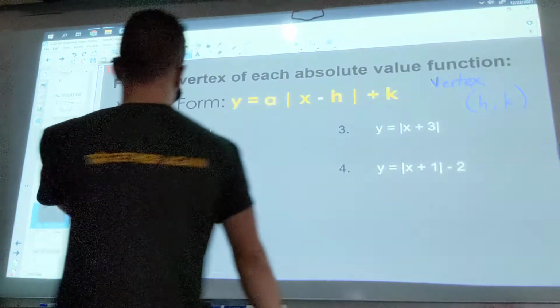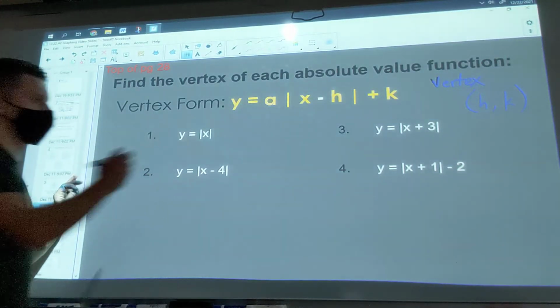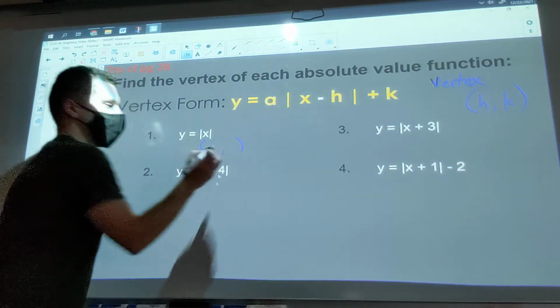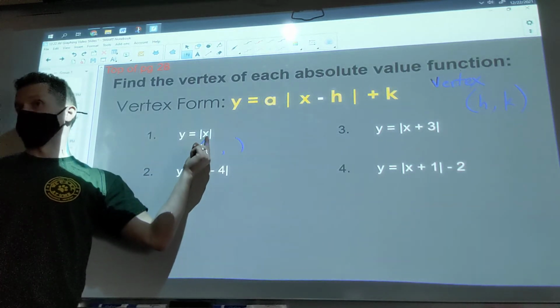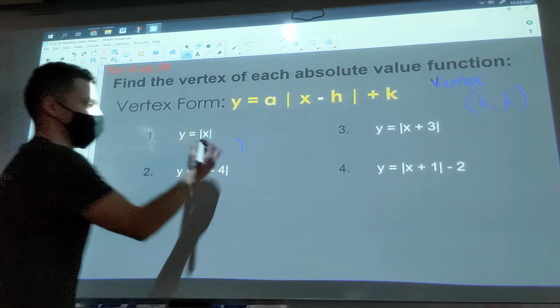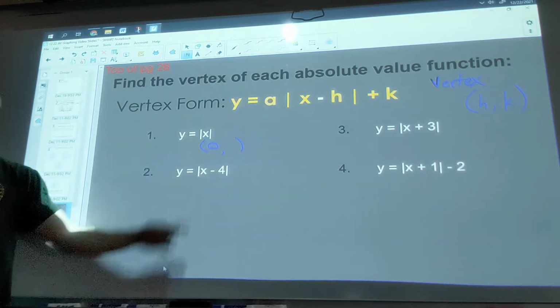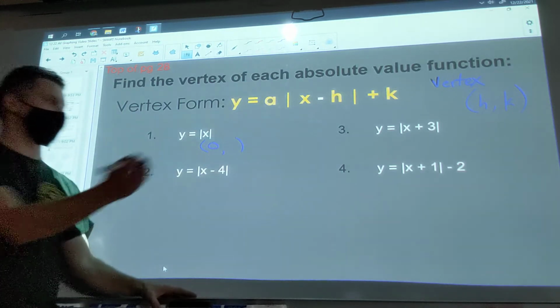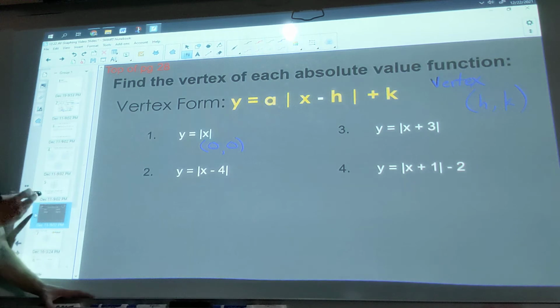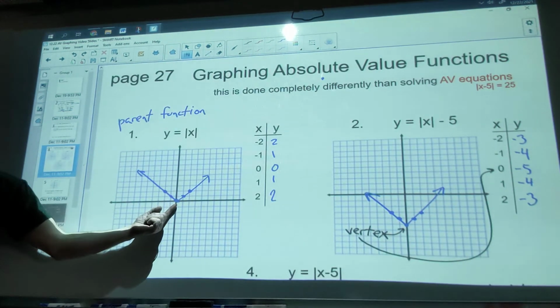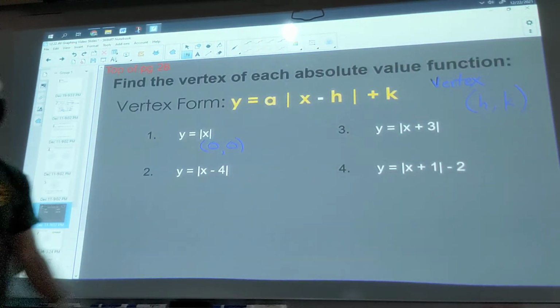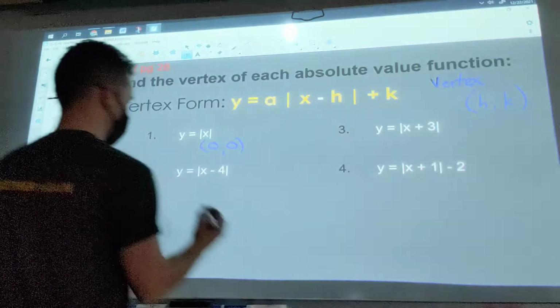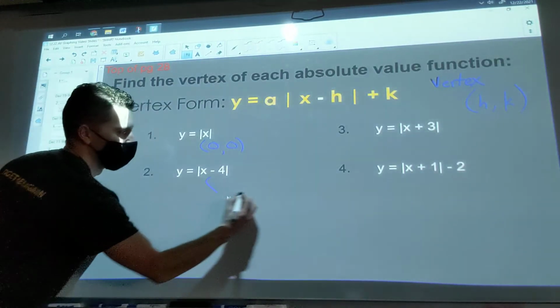Here's the first one, the parent function. What is being added, or I guess subtracted, from x right here? If there's nothing written, 0, right? It's like x minus 0 on the inside. And then on the outside? Nothing. So it's 0 again. Does that make sense? Was the parent function's vertex (0, 0)? Yes. Okay, cool. That's what we were expecting. So the vertex for the first one is (0, 0). How about over here for number 2?